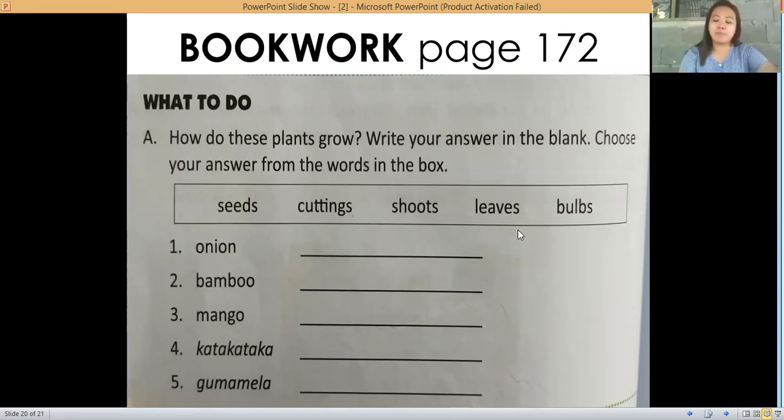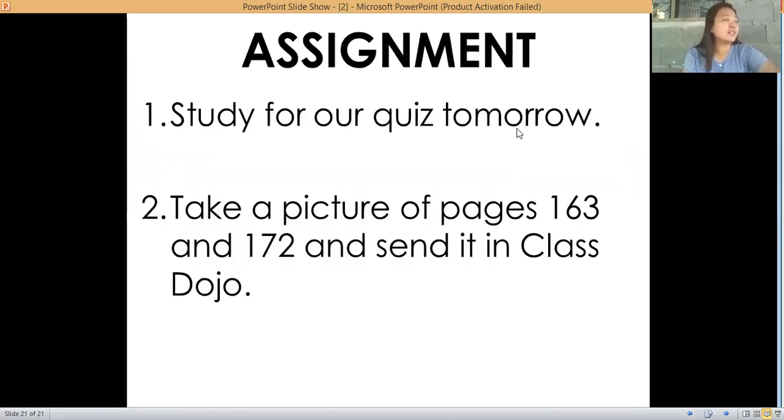Okay po, for your assignment, study for our quiz tomorrow and take a picture of pages 163 and 172 and send it in our class dojo.